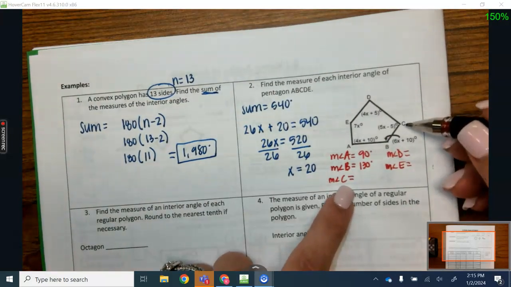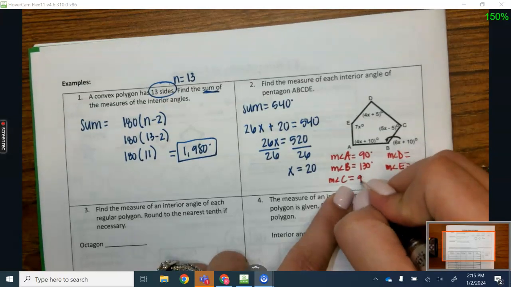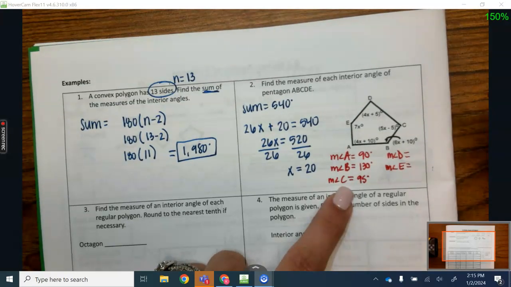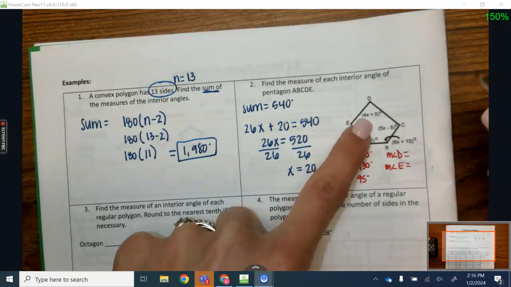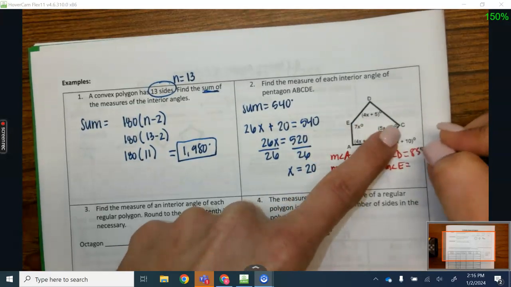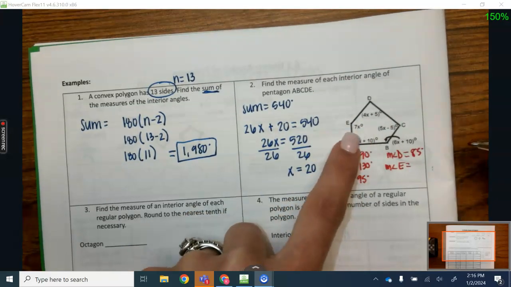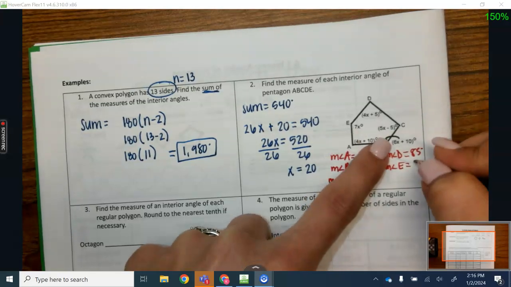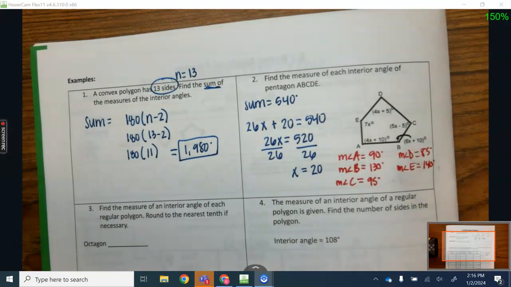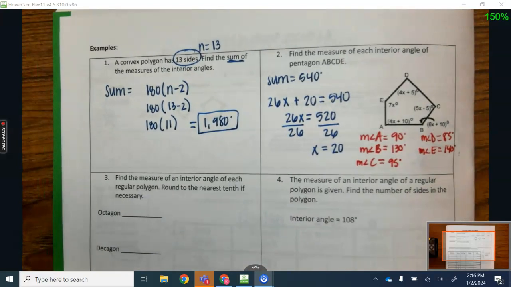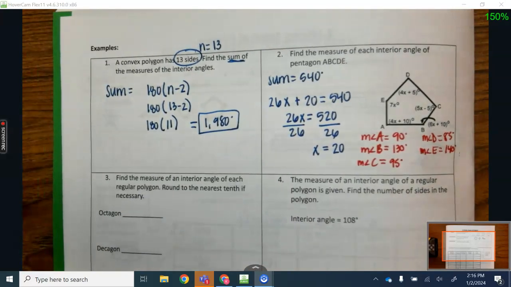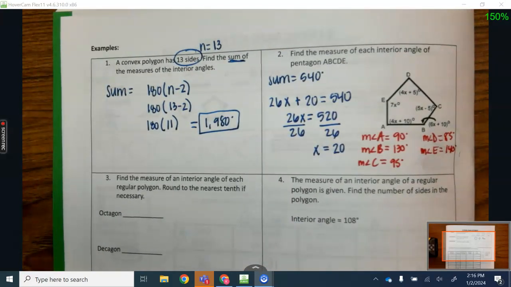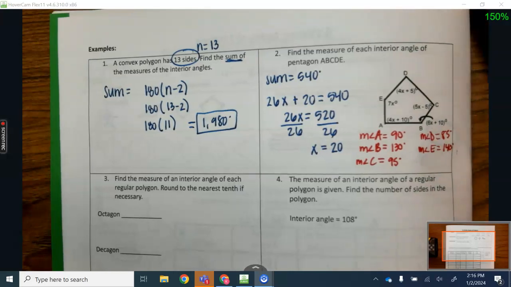C is 5x minus 5, so 5 times 20 is 100 minus 5, that's 95 for C. D, 4 times 20, 80 plus 5, that's 85 degrees. And then E, 7 times 20 is 140 degrees. Okay, so clearly it's not a regular figure, but like I said, we will definitely clarify in your question if it's regular or not.